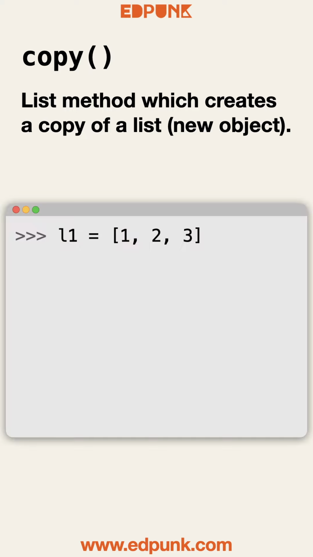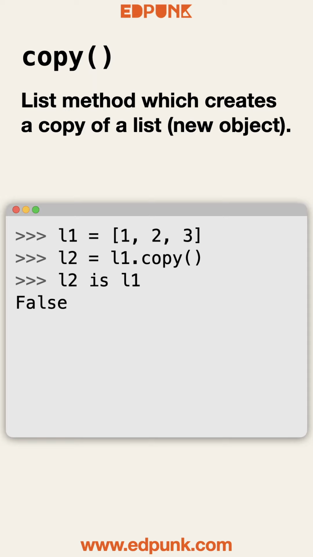Create a list L1 containing items 1, 2 and 3. Now, let us create a copy of L1 and assign it to L2 by executing L2 = L1.copy(). Quickly verify if L2 points to the same object as L1 by executing L2 is L1. The value returned is False, which verifies both L1 and L2 reference different objects.